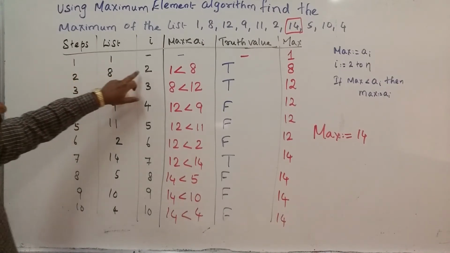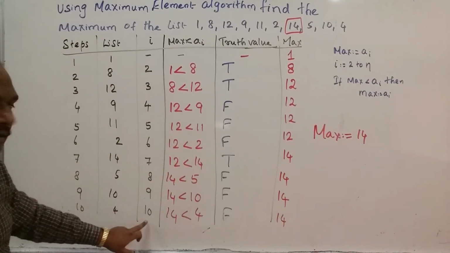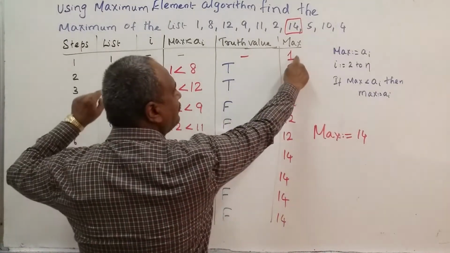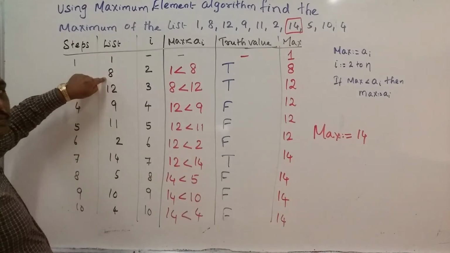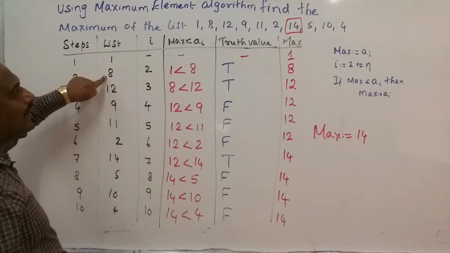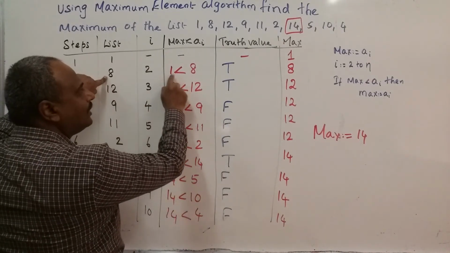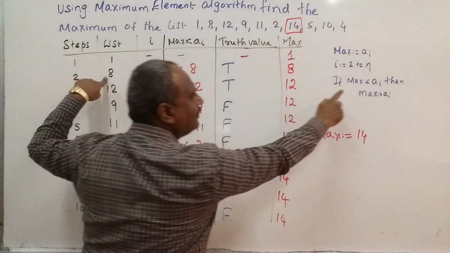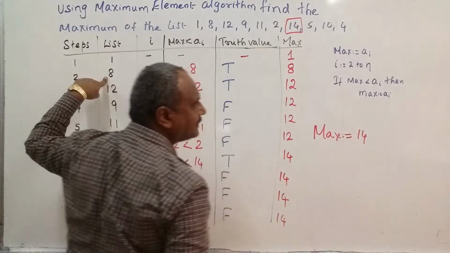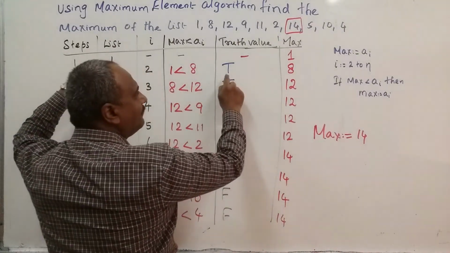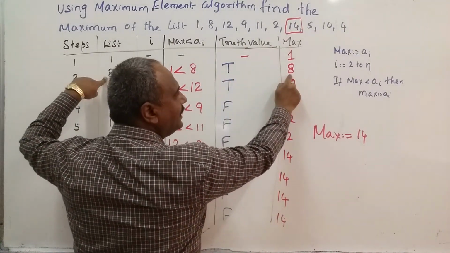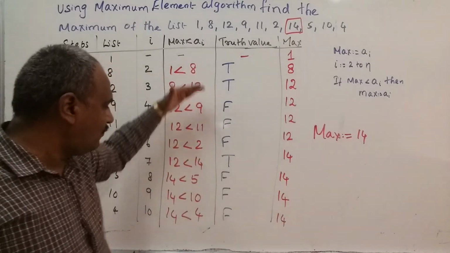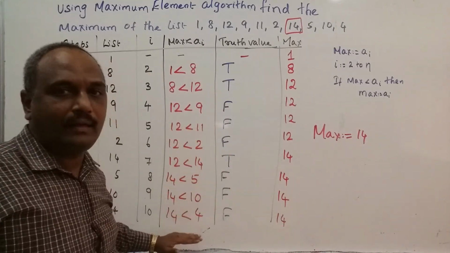Starting from step 2 to the last step, here the last step is 10, we are going to compare the maximum value with the list value. So here the list value is 8. I am going to check, is 1 less than 8? If the value is true, then we are asking to replace the maximum number. So when the value is true, the maximum will be replaced. We are going to keep continuing this idea for all the 10 numbers.